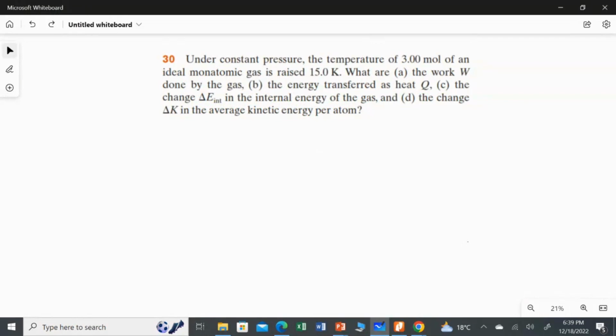First of all, I'm going to write what is given in the question. In the question, they clearly mention the process. So what is the process? The thermodynamic process takes place at constant pressure. It's clear, right? Then the number of moles of gas they mention, which is n equal to 3 moles. And they mention this is an ideal monoatomic gas. And its temperature rise means its change in temperature, which they mention here as 15 Kelvin.